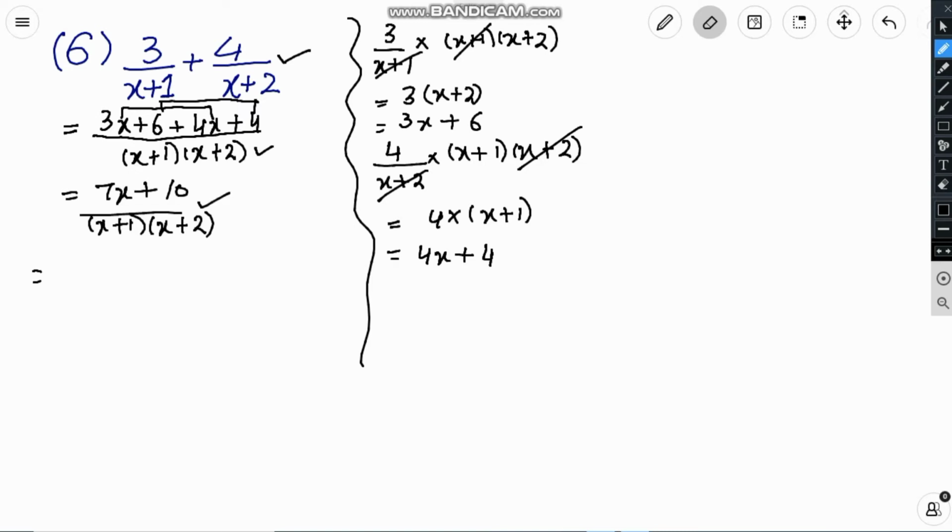Can you make it more simple? As none of the terms in the numerator can be taken as common, and also in the denominator, your answer is 7x plus 10 over x plus 1 into x plus 2.